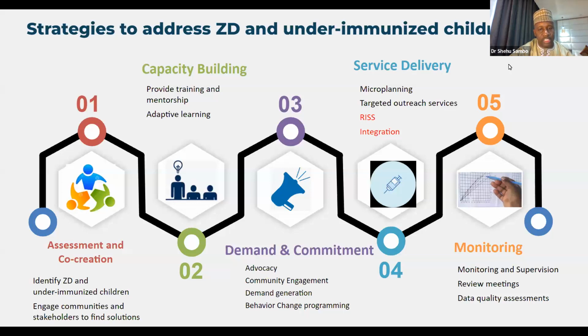All of these methods help us identify zero-dose children as well as under-immunized children. We then engage the communities to show them the gravity of the problem and where those children are located. Then we move to number 2, which is capacity building. We train our healthcare workers, we mentor them, and if there is any adaptive learning, we incorporate that into the capacity building to be ready to take on the task of reaching out to those children already identified. And then the demand generation and commitment. We pay a lot of advocacy visits to communities, community gatekeepers, and stakeholders in immunization, with community engagement, demand generation, and behavior change programming. All that goes into the demand generation activity.